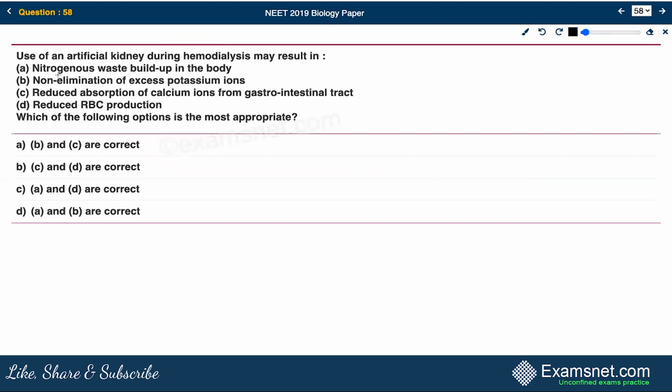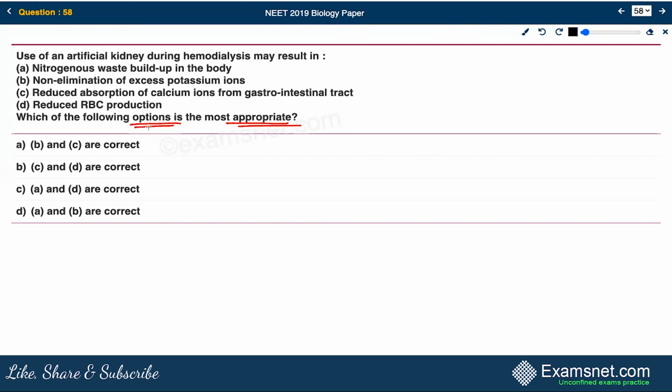The first option is nitrogenous waste buildup in the body. Second is non-elimination of excess potassium ions. Third is reduced absorption of calcium ions from the gastrointestinal tract. Then reduced RBC production. Now, which of the following options is considered the most appropriate? Out of all the four options, you have to select the two appropriate options over here.